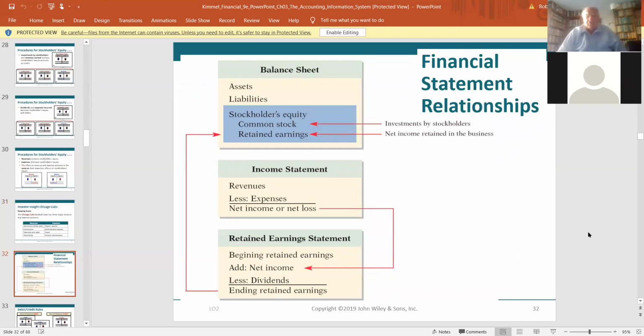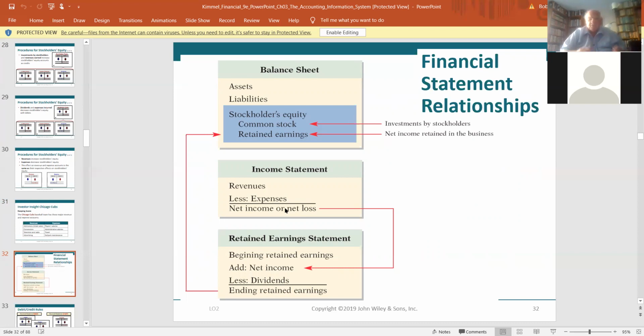Let's look at the relationship of the financial statements, if we may, okay? You have a balance sheet, an income statement, and a retained earnings statement. You must do the income statement first. So let's look at that. Income statement. You have revenue minus expenses equals a net income or net loss. That's as simple as it can get.